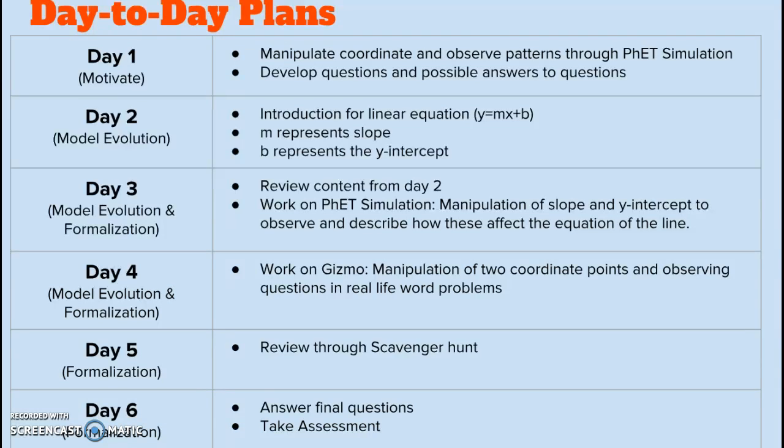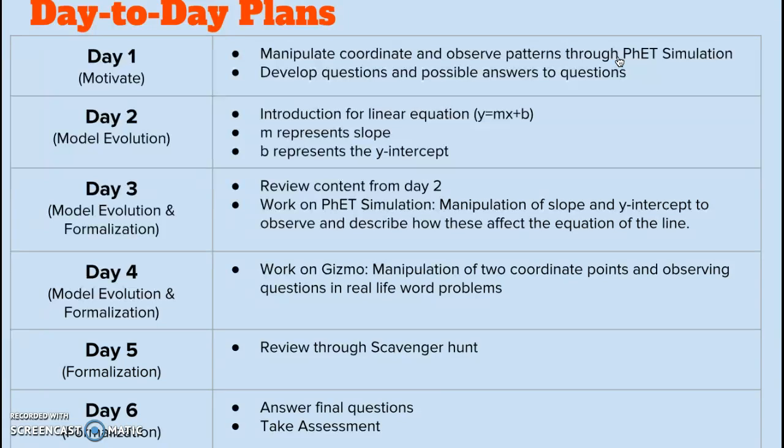On day 3, we will start the class reviewing the information learned on day 2. This day is dedicated to discovering formally how the slope and y-intercept affect both tables and the equation of a line. Students will be given a handout that will help guide them through the PhET simulation as shown before.